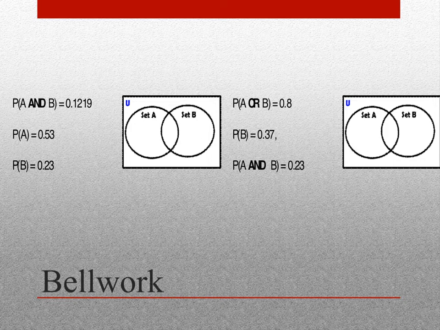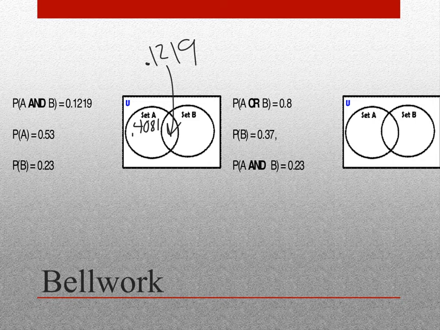So we got the probability of A and B occurring is 0.1219. Wasn't that wonderful? Then it has the probability of A occurring is 0.53. So how do I write that in? Because I can't just write 0.53 in the set A. Really, it's 0.53 minus that overlap of 0.1219, which gives me 0.4081.